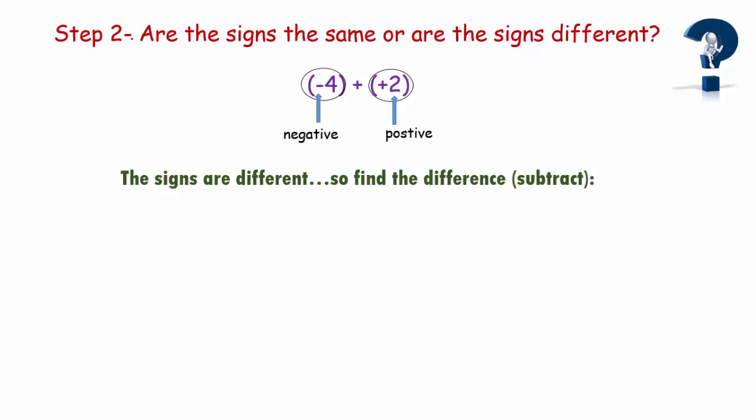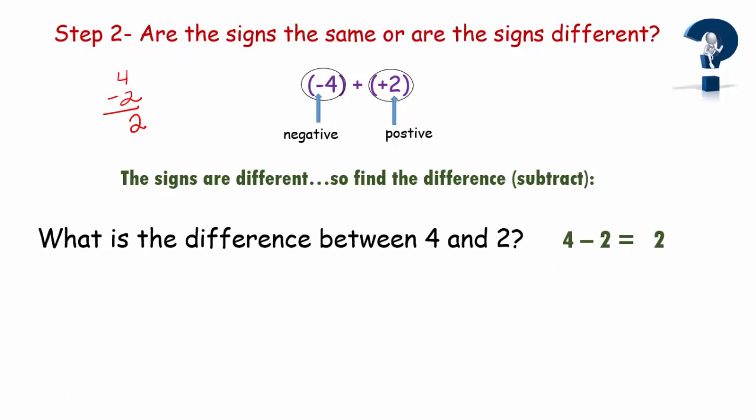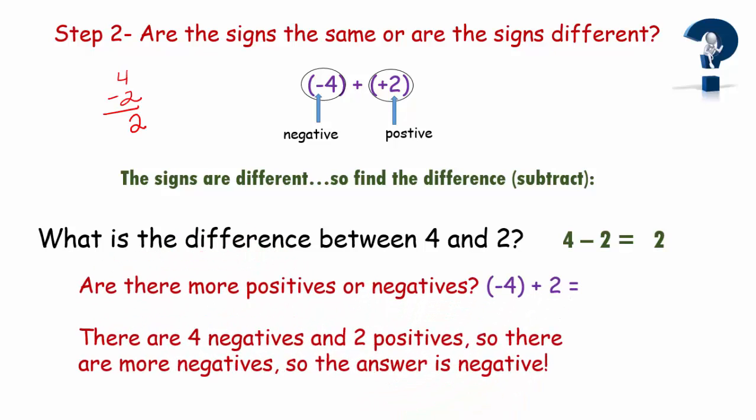We'll subtract. So off to the side, I usually do my 4 minus 2. What's 4 minus 2? That's 2. Are there more positives or more negatives? So we always look and we say, okay, there's four negatives and there's only 2 positives. So what do we have more of? We definitely have more negatives. A positive and a negative zero each other out. Negative and a positive, those zero each other out. So we're left with 2 negatives.